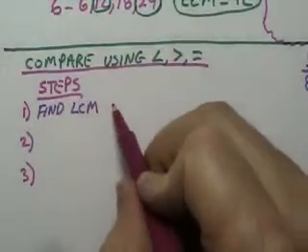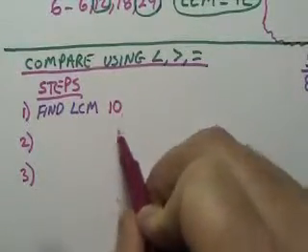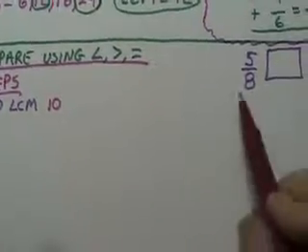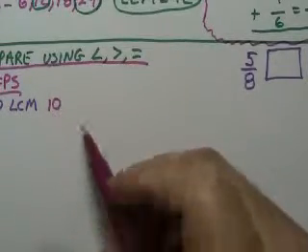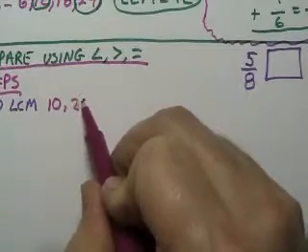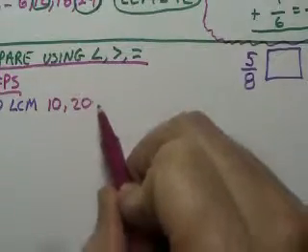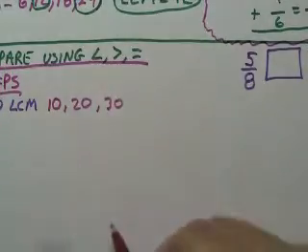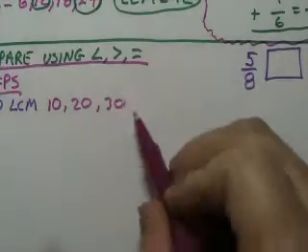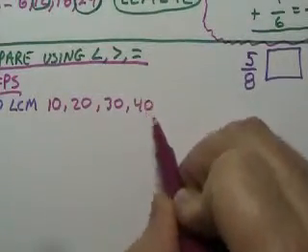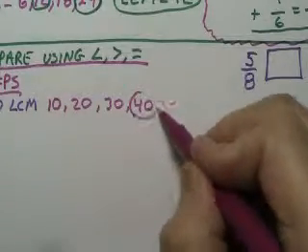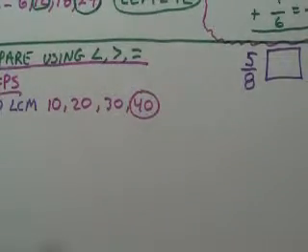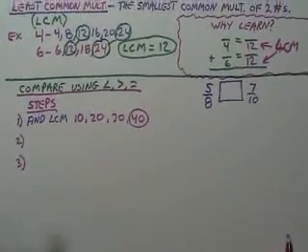So there's 10. Does 8 go into 10? I'm trying to figure out, does 8 go into multiples of 10? 8 doesn't go into 10. Does it go into 20? No. Does it go into 30? No, 8 does not go into 30. How about 40? Yes, 8 will go into 40. So that is my least common multiple. I always like to use the largest number for that.